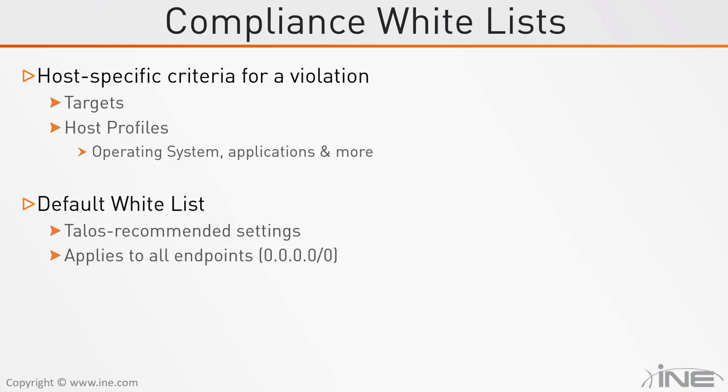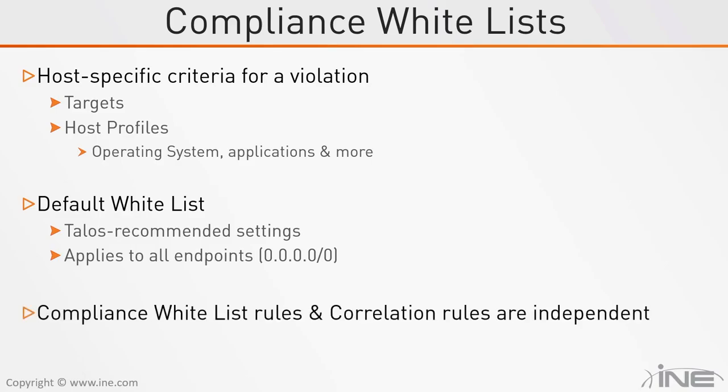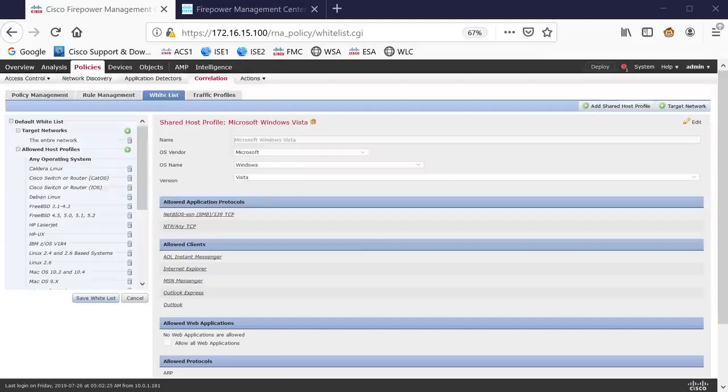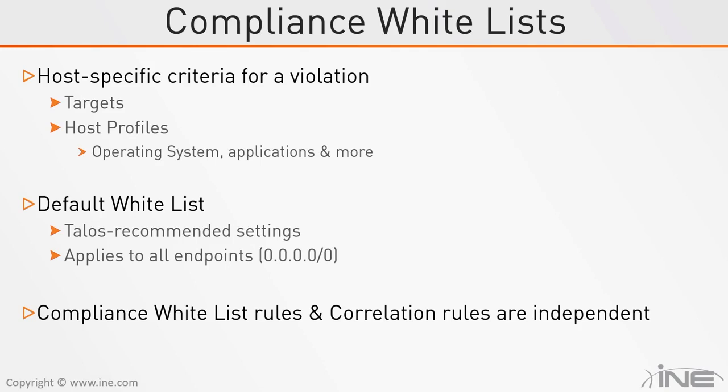And notice that the whitelist rule in the policy is separate from correlation rules, which means that they are evaluated separately. So as you build your policy, I'm going to show you this when we get to the configuration. As you build a policy, you will be able to choose two types of rules, whitelist and correlation.